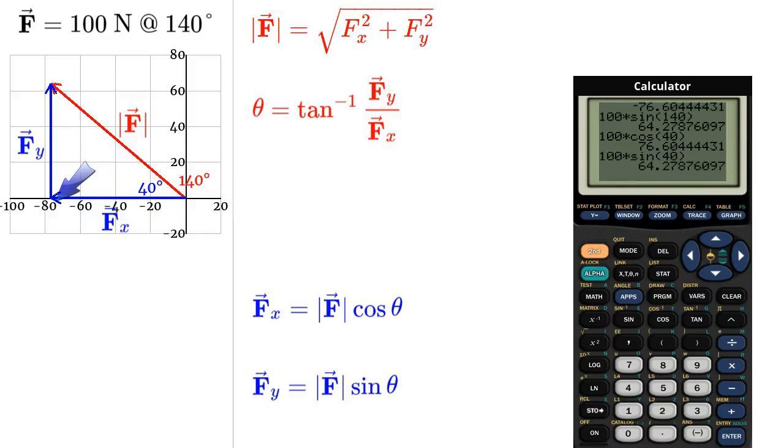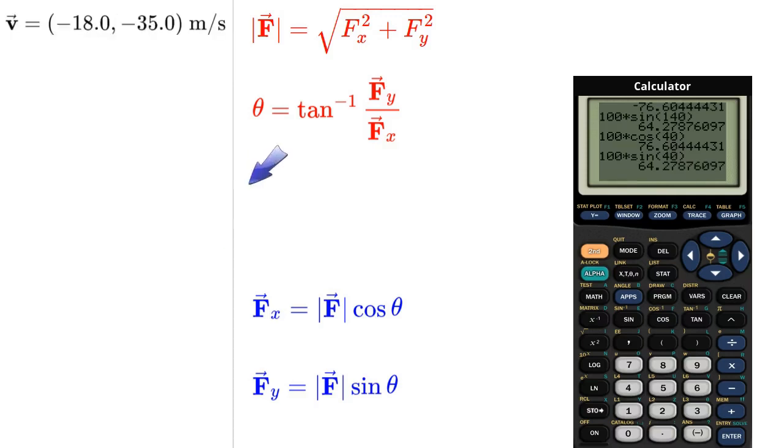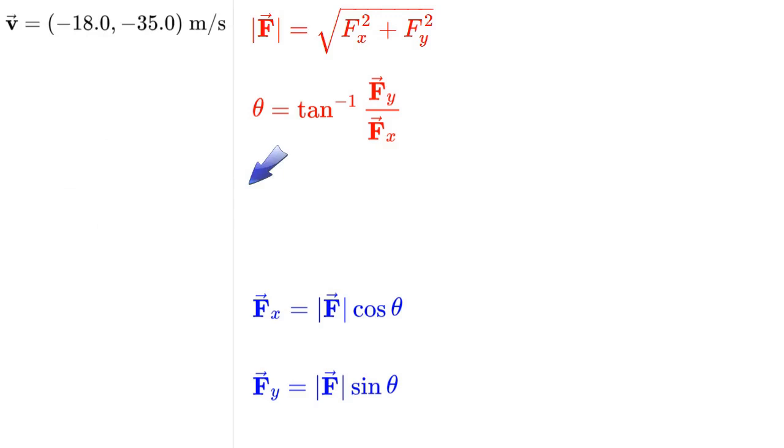All right, the final example is we're going to take a velocity vector. Let's suppose some object is moving with a velocity that has an x component of negative 18 and a y component of negative 35 in meters per second. So this is the reverse of the example we just did. In the previous example, we were given a vector in polar form and we had to convert it to Cartesian. This time we're given the vector in Cartesian form and we have to convert it to polar form.